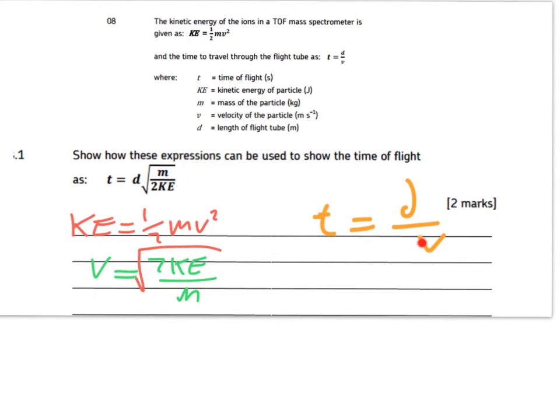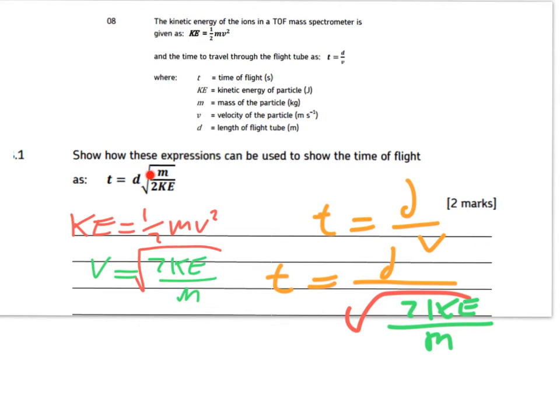So let's check that works. So here we go. So I've got t equals d over the square root, and then put the stuff in green, 2ke over m. Over m. And you'll see, hang on a minute, that's not the same as that. Well, now we have to do a little maths trick. Okay, so you can see that we are dividing d by the square root of 2ke over m.